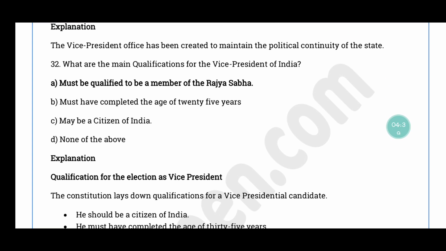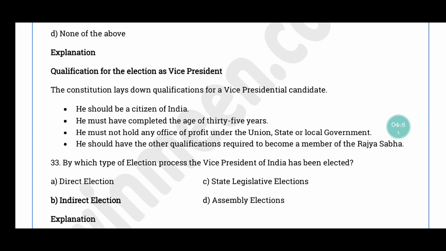Question number 32, what are the main qualifications for the Vice President of India? The correct answer is option A, must be qualified to be a member of Rajya Sabha. The qualification for the election as vice president, he must have certain qualifications that are listed below.